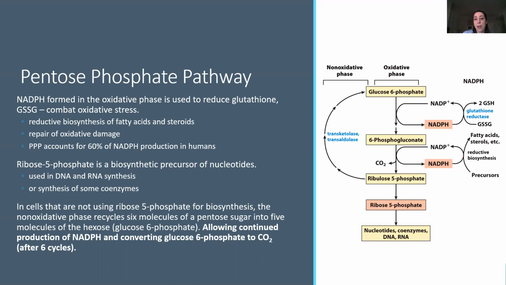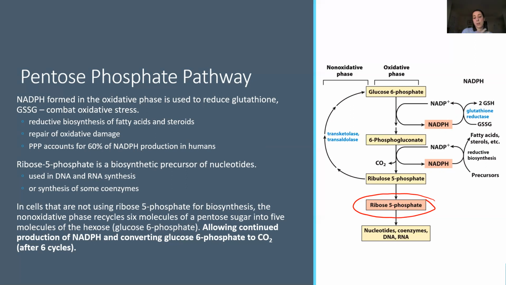Of course, the other product, ribose 5-phosphate, as mentioned, is used in DNA and RNA synthesis, or it actually helps in the synthesis of coenzymes, right? ATP and GTP and all of these nucleotide-based precursors, these coenzymes, need ribose 5-phosphate as part of their building block. Remember, it's adenosine triphosphate, so that adenosine molecule has a ribose sugar on it.